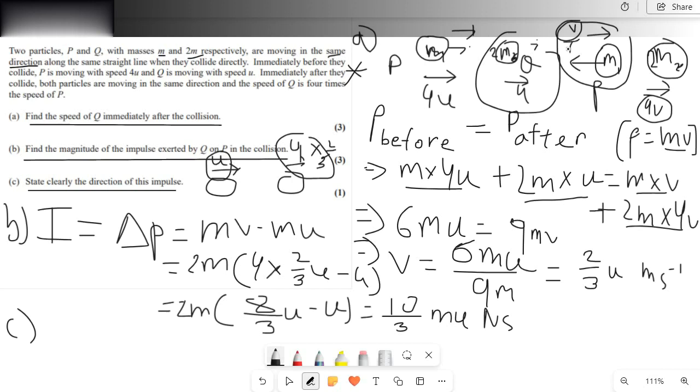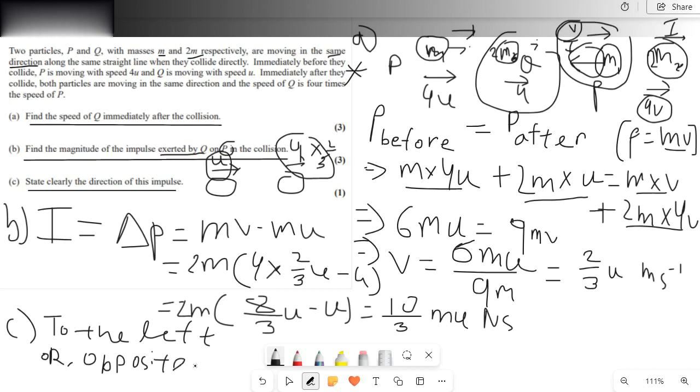Then P will have an impulse to the left, and similarly Q will also have an impulse of the same magnitude but in the opposite direction. And so we are asked to find out the impulse exerted by Q on P. Therefore, we are referring to this one, and it should be to the left, or opposite to the initial direction of P. And this is our answer.